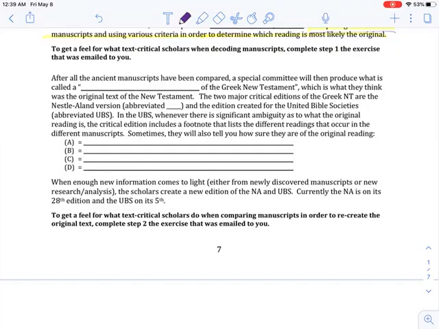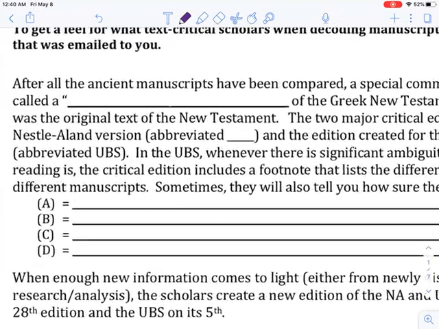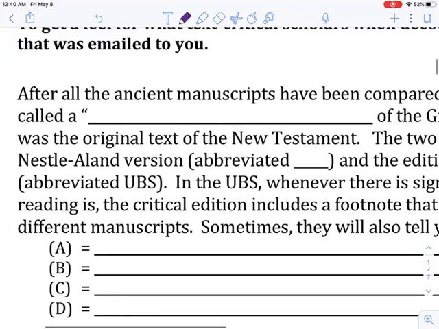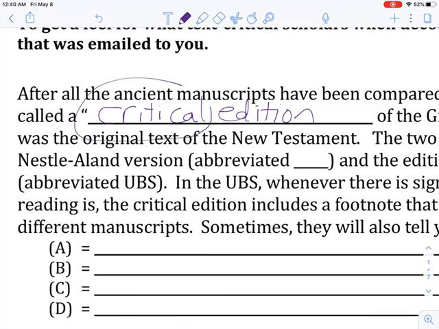What the goal is, after comparing the manuscripts, the goal is to create what's called the critical edition of the Greek New Testament. And critical here doesn't mean like stupid or like yelling at someone or talking bad about somebody. Critical means text critical. It means that they've done textual criticism, which again is recovering the original words of the Bible. And what they're saying is this is what they think the original words of the Bible are based on all the evidence that we have.